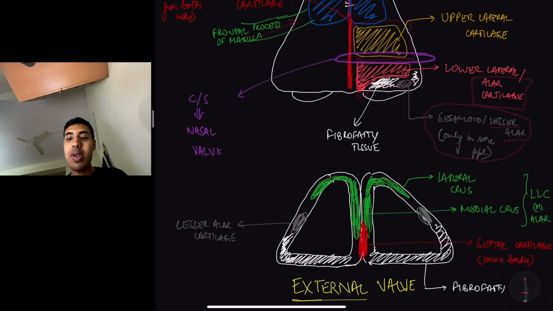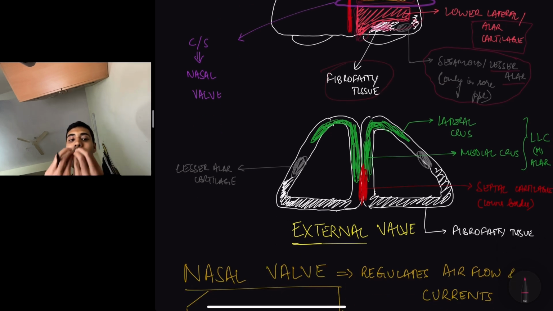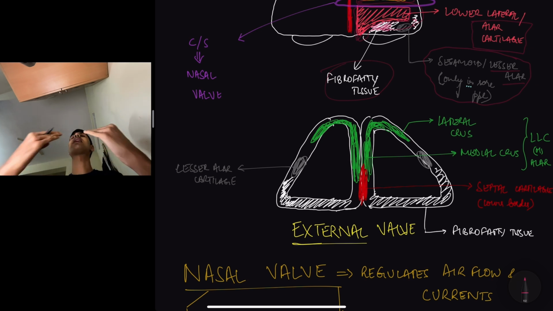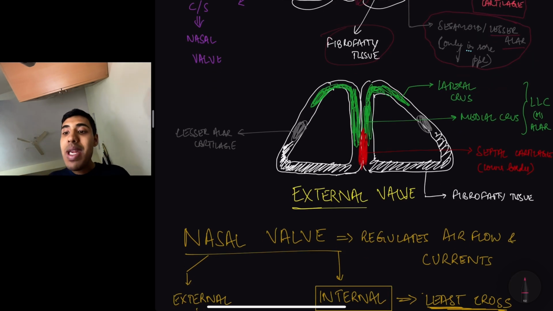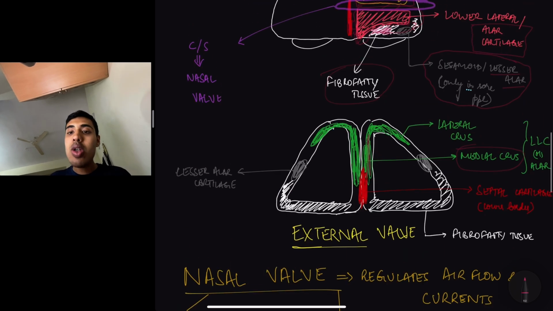Now, one very important thing to remember here is that the lower lateral cartilage on the medial part is inferiorly longer, whereas on the lateral part it is shorter. The remaining gap is filled by the fibrofatty tissue. So if we look at this angle towards your nostril, then you can see that the medial crus of this lower lateral cartilage is much longer. Why? Because this lower lateral cartilage is longer in the medial side, whereas on the lateral side it is shorter. So the lateral crus is much less prominent compared to the medial crus.